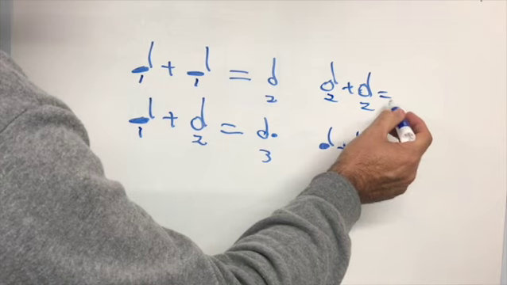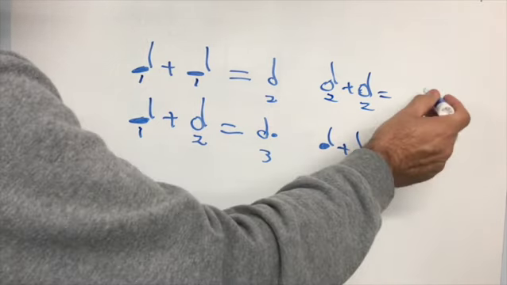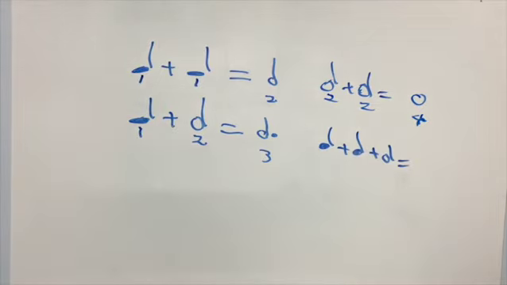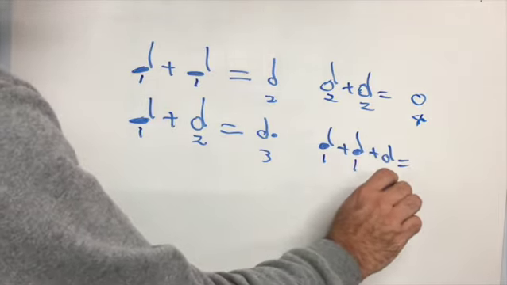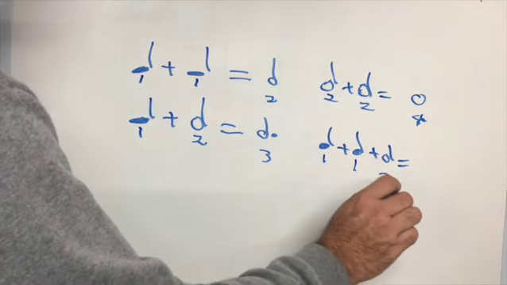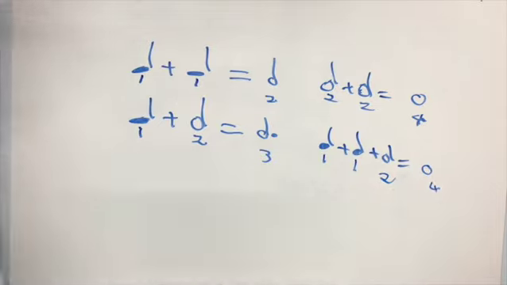Minim worth two, minim worth two, two plus two is four. And the note is a semibreve. And the last one, crotchet worth one, crotchet worth one, minim worth two, one plus one is two, plus two is four. And the note, semibreve again.